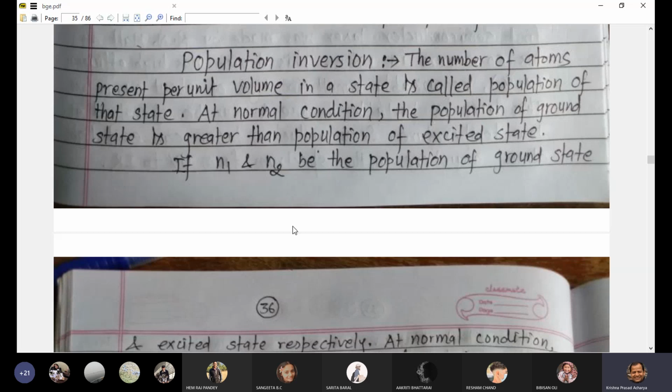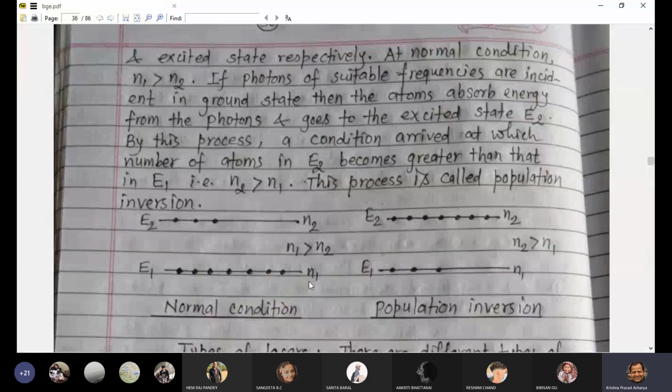Now, let us see on the screen, N1 is the number of atoms present in the ground state and N2 is the number of atoms present in the excited state. Here you see that at normal condition, the number of atoms in the ground state is greater than in the excited state, that is N1 is greater than N2. But the atoms in the ground state can be pumped to the excited state by optical pumping, by electrical pumping. There are different methods by which the atoms in the ground state are pumped to the excited state, and that is called pumping.